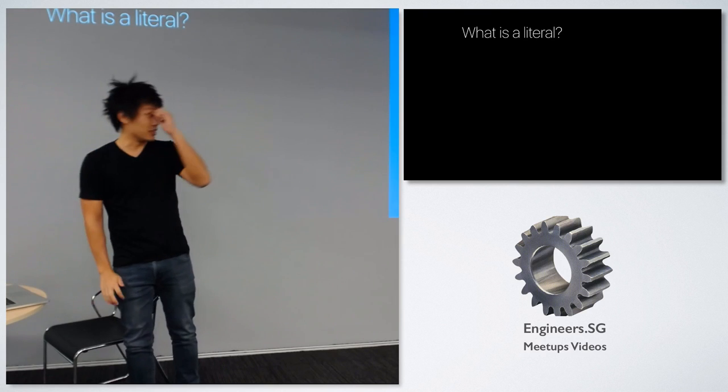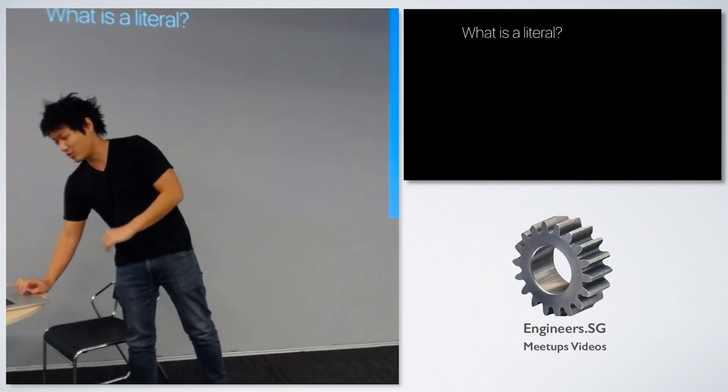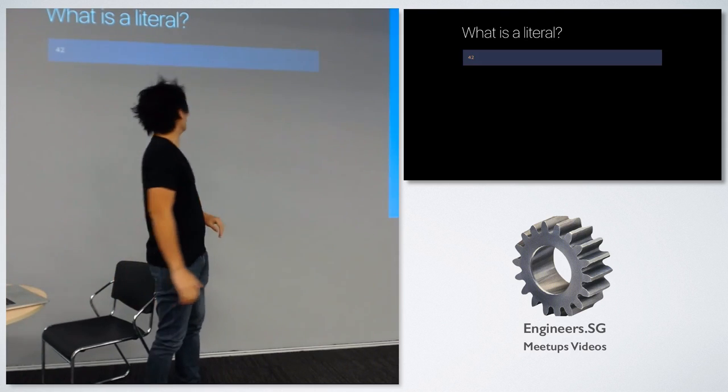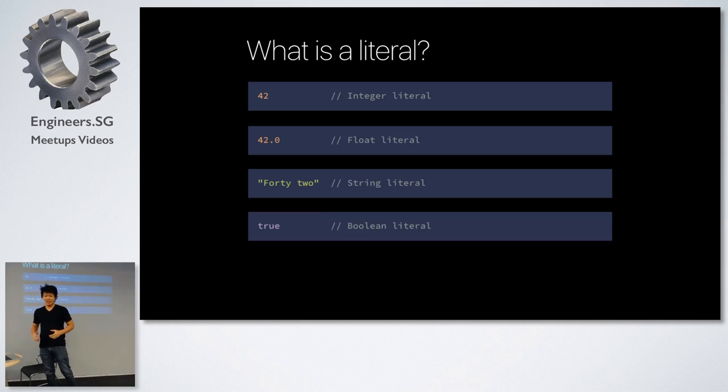So what is a literal? This will be really basic, but you guys have been coding Swift forever. This is a literal, right? Just type 42 into Xcode or Playgrounds. It's a literal. What kind of literal is it? It's actually an integer literal, alright? The reason I say it's an integer literal is because there are other types of literal: float literal, string literal, boolean literal.